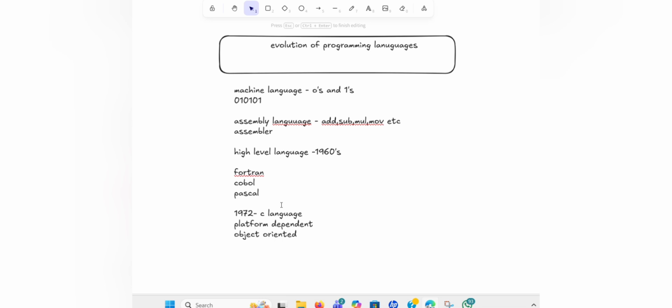So basically, C language is a high level language, it is platform dependent and it is object oriented. So these are the characteristics of the C language. If you write a C program on Windows and move it to Linux, it cannot run. So it is platform dependent.